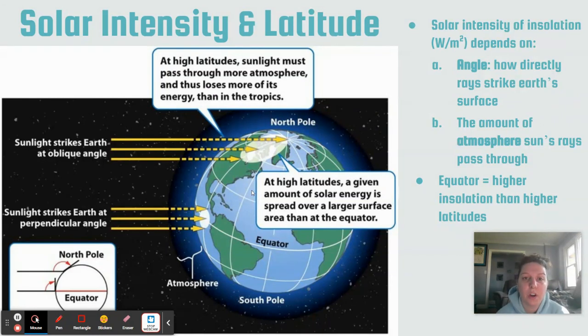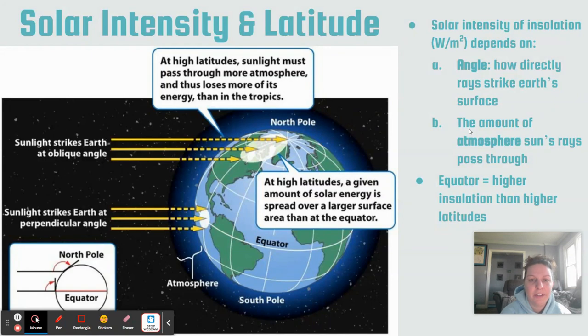The first one we're going to talk about is latitude. A couple of things that are going to determine how intense the sunlight is in an area are the angle, so how directly the rays are striking Earth's surface, and the amount of atmosphere that the sun's rays have to get through so they can reach the surface. So let's remember what latitude is. That's just how we measure from the equator. The equator would be 0 degrees, and then the North and South Pole would each be 90 degrees. So 90 degrees north, 90 degrees south.